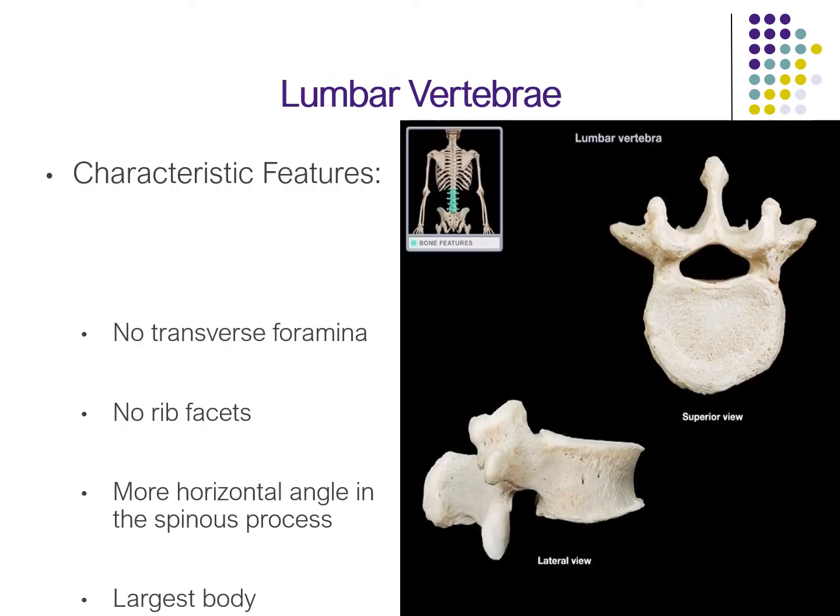So for the lumbar vertebrae, there's no transverse foramen because your ribs are not connecting to them. So you do not see any. Nothing. No rib facets. It has a more horizontal angle for the spinous process than the thoracic. It also has the largest body because it is at the bottom of your spine.